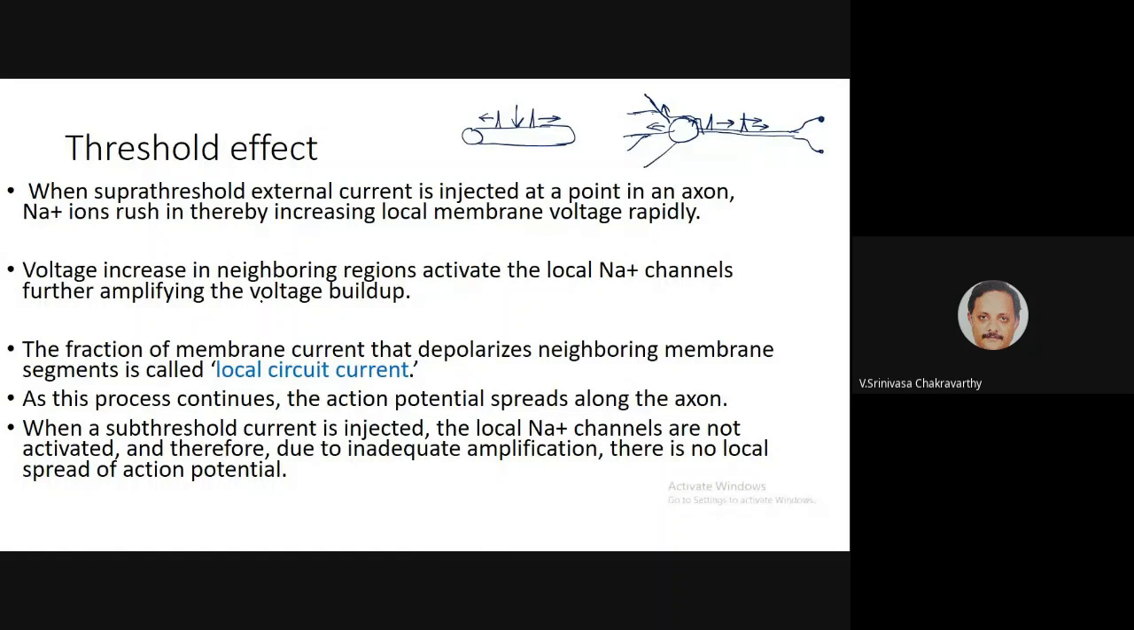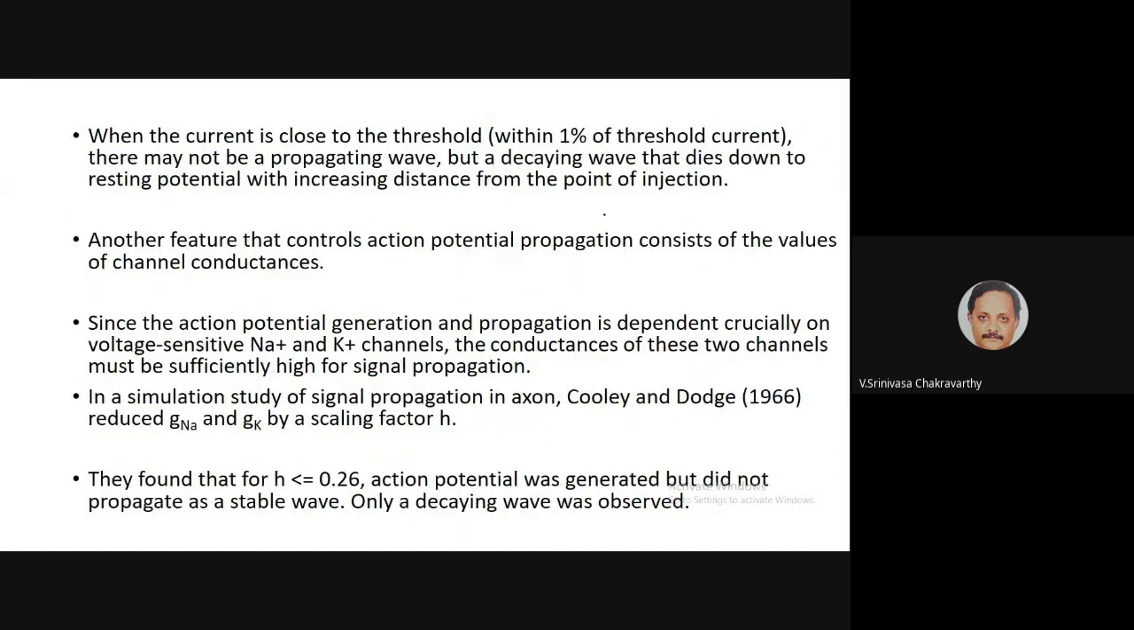Now, when you inject some current, the current goes not only to this point, it also diffuses a little bit to the neighboring regions, and that is called the local circuit current. In biology, we like to give names for everything, so I guess that's the name given. When the input current is more than some threshold, it spreads.